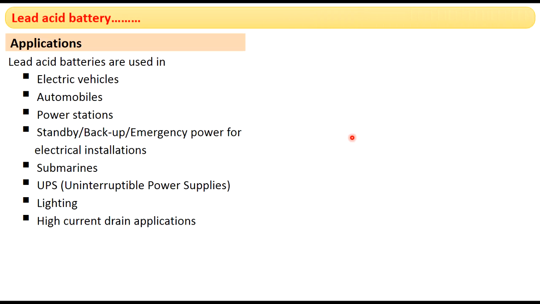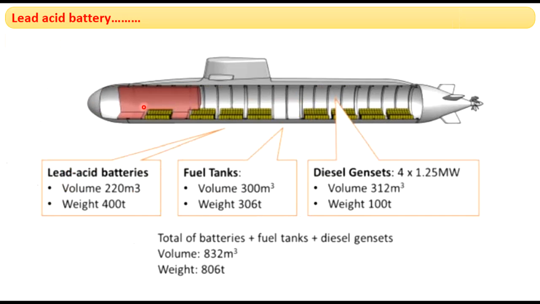Next application is lead acid batteries are extensively used in submarines. You can see this is a submarine and these light green colored things are the batteries. Okay, so a large number of batteries are there in the submarine. This is the submarine and these are the batteries. And these batteries account for 400 tons of lead acid batteries. This is also an important application of lead acid batteries.